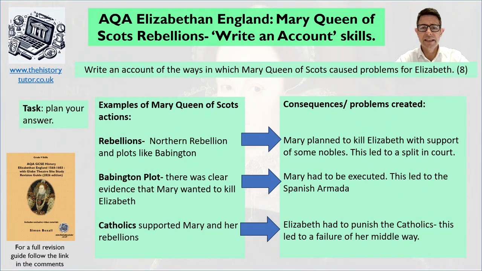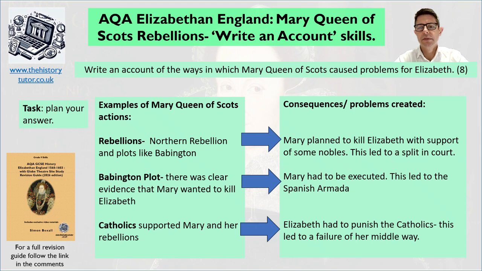Okay, so first I've got rebellions. So the Northern Rebellion and plots like the Babington plot. And obviously this caused problems as they planned to kill Elizabeth, with support from the nobles, and obviously overthrow Elizabeth. This led to a split in court, and Elizabeth had a court crisis to manage, with Catholics supporting Mary, like Norfolk, and other people supporting Elizabeth.